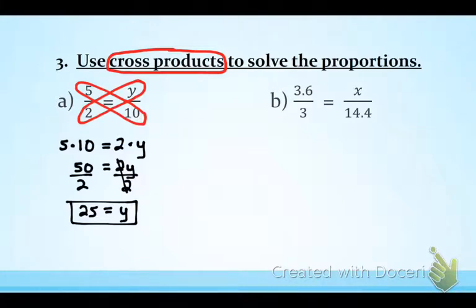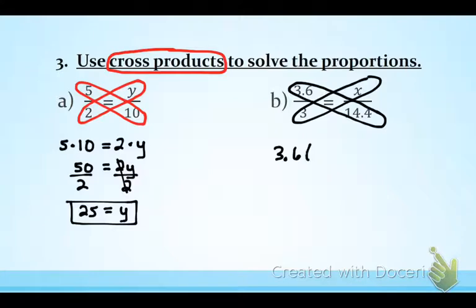Problem B, what should I multiply? 3.6 times 14.4 times x. Excellent. All right, we're going to multiply it by each other. 3.6 times 14.4 equals 3 times x. All right, keep going for me. What's your next step? 3.6 times 14.4 equals 51.84, and 3 times x equals 3x. All right, now what do I do?